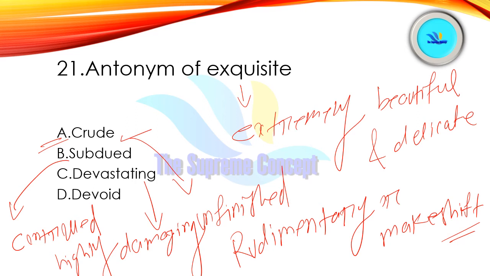And devoid. Devoid means especially lacking in something, or we can say empty. E M P T Y. Entirely lacking, free from anything, which has nothing. Devoid, totally empty. So exquisite means extremely beautiful or delicate, and subdued means controlled. Devastating means highly damaging or highly destructive, and devoid means totally empty. All right, so let us move.